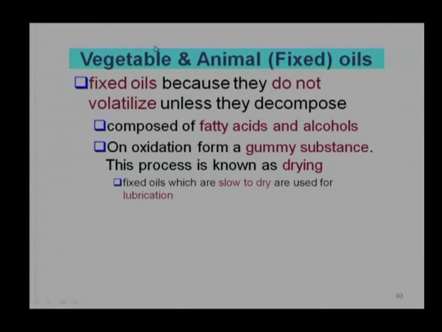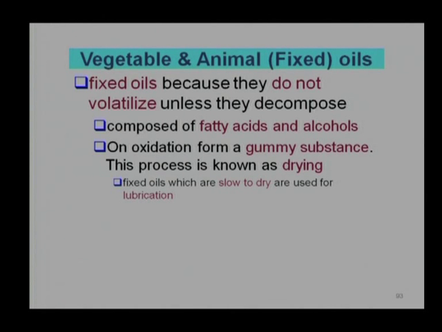Sometimes vegetable oils and animal oils are known as fixed oils, the reason being they do not vaporize during the operating conditions. They degrade, they decompose, but they do not vaporize. Volatility is negligible. That is why they are known as fixed oils.